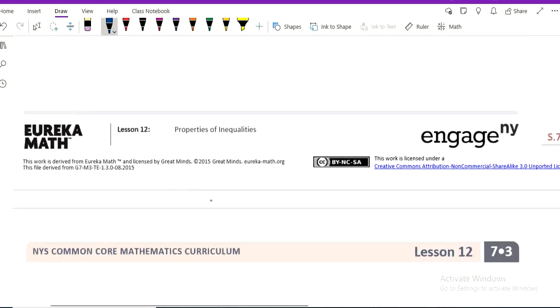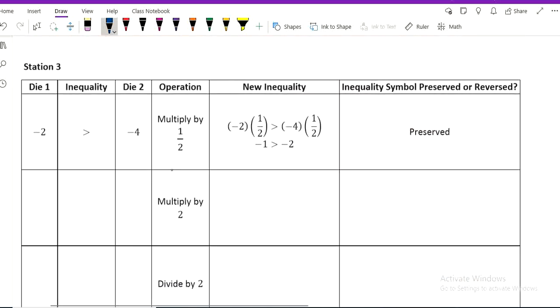Now let's keep going. So we got 2 more stations. Station 3, what are we getting into here? So station 3, first 2 columns are the same. We're going to come up with some numbers, and we have some different operations for this one. Let's check out what happens with each number and each operation.